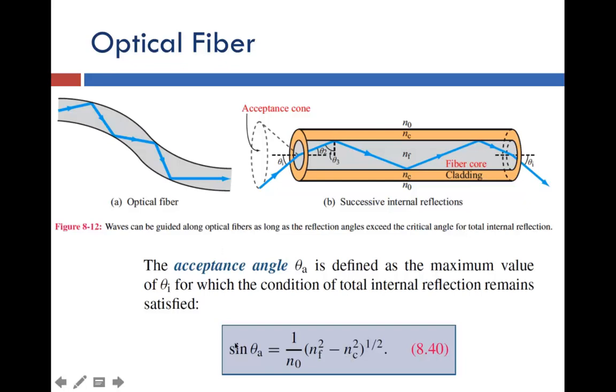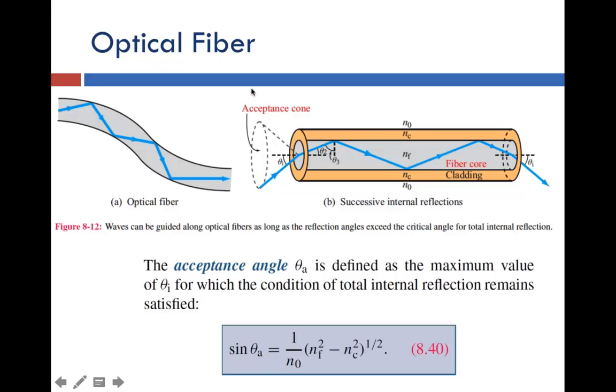So if you apply this formula, you can calculate what is the maximum value this angle can be for propagation to occur. And then the acceptance cone is the solid angle that's formed by this cone of acceptance for incoming light.